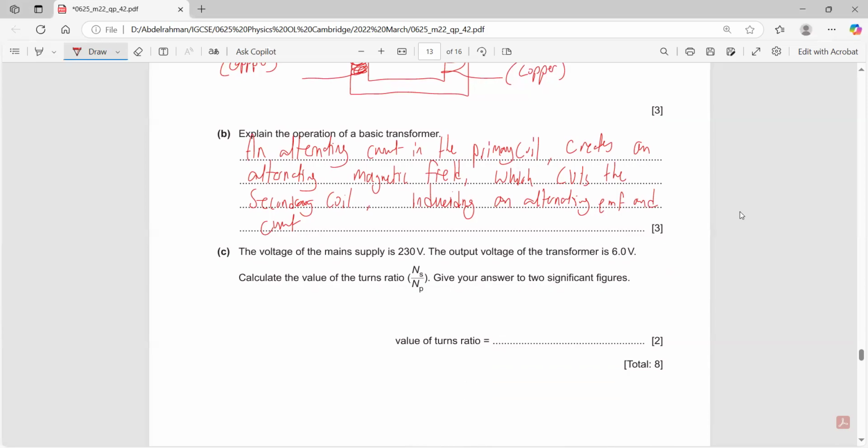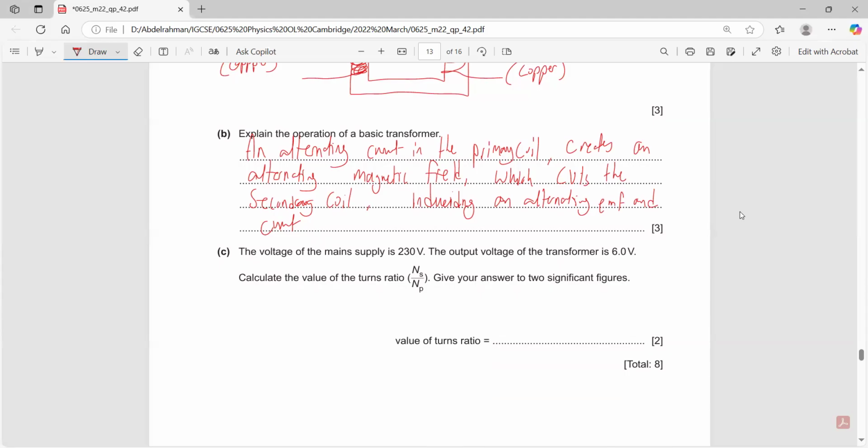Voltage in the main supply is 230 volts. The output voltage is 6 volts. Input primary 230, output secondary 6 volts. Can I find the ratio? I'm not asking about specific number. I'm not asking about the primary number of coils or number of turns in the primary or the number of turns in the secondary. I want to find the ratio NS over NP.